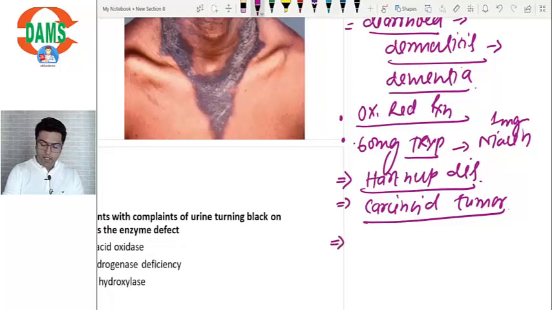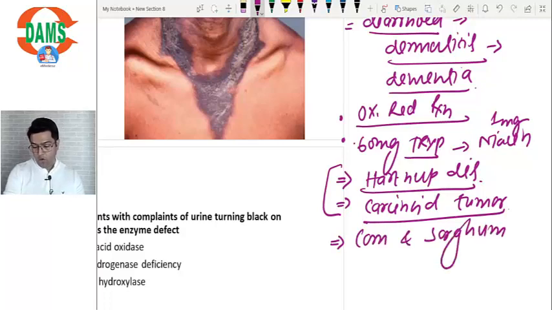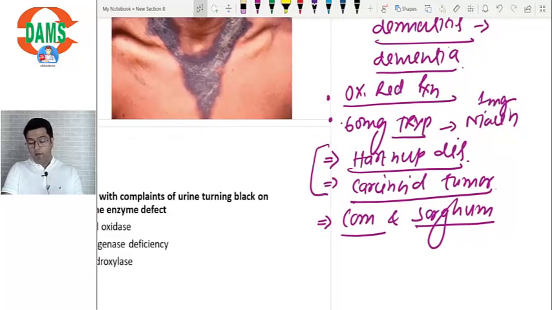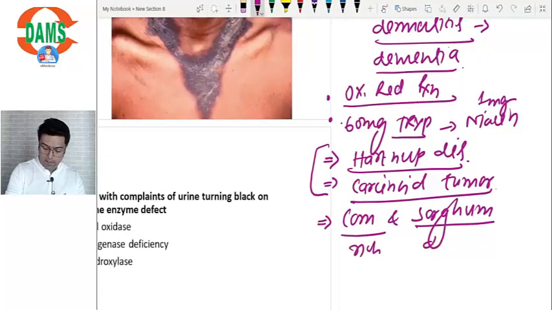Then there may be a case due to a low supply of tryptophan to the body, for example a diet which is rich in corn and sorghum. Sorghum is also called jowar in the Indian subcontinent. So a corn or sorghum rich diet. Guys, what is the problem with the corn?